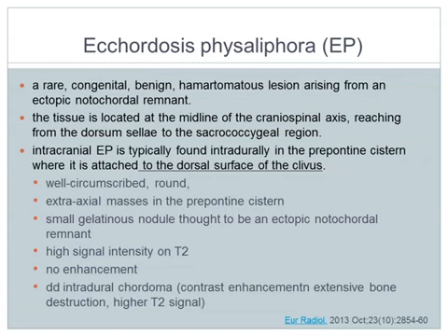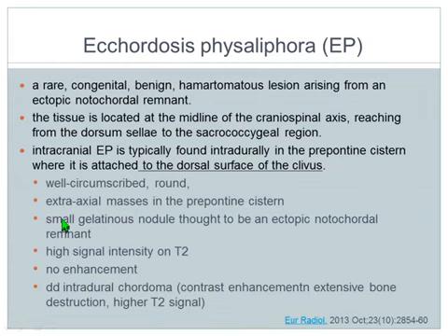We are dealing with ecchordosis physaliphora, which is a congenital hamartomatous lesion from the notochord remnant, located in the midline, in several parts of the spine, at the level of the cranium. It is typically located intradurally in the prepontine cistern, where it is attached to the dorsal surface of the clivus. Well circumscribed, okay. It could be extraaxial.